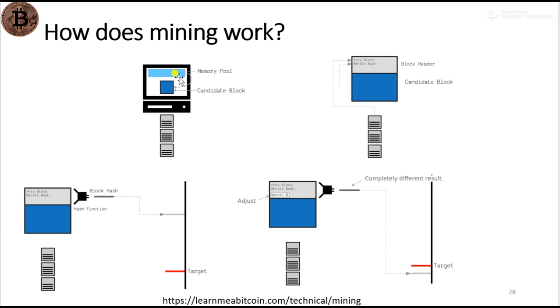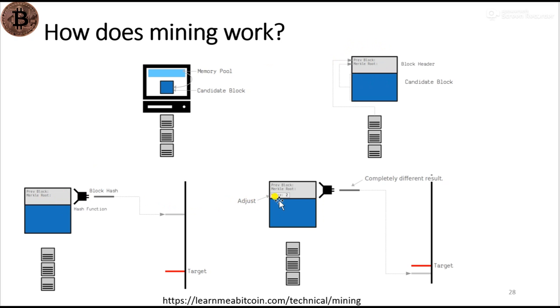So miners will select some of the transactions from the memory pool and create a candidate block out of it. Once a candidate block has been created, miners add the block header with it. As I already explained, that block header has a version, bits, and other information in it. So the block header is created with this candidate block, and it contains some information, or metadata, about the block.